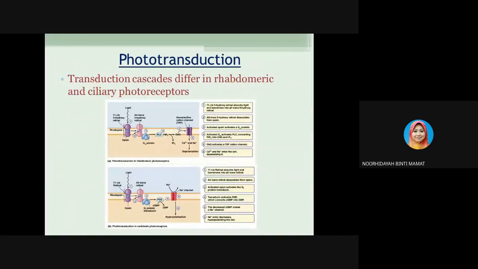For phototransduction, the transduction cascade differs between rhabdomeric and ciliary photoreceptors. It is different in both types of photoreceptor. The first one is phototransduction in the rhabdomeric photoreceptor, and the figure below shows the steps that happen in the vertebrate photoreceptor.